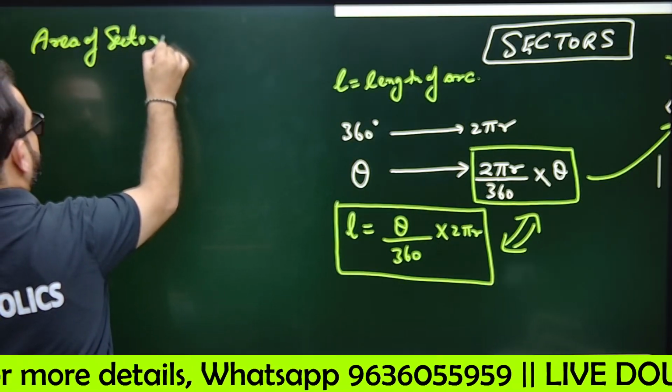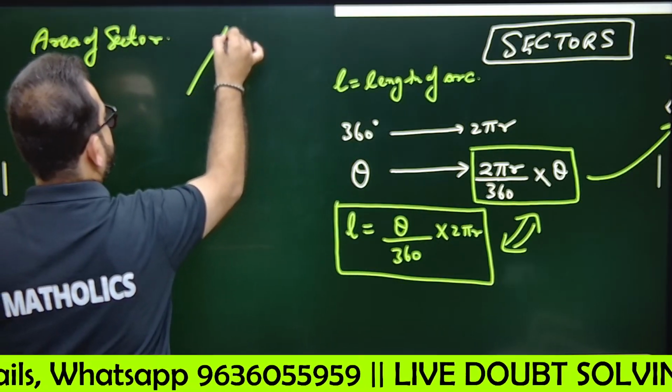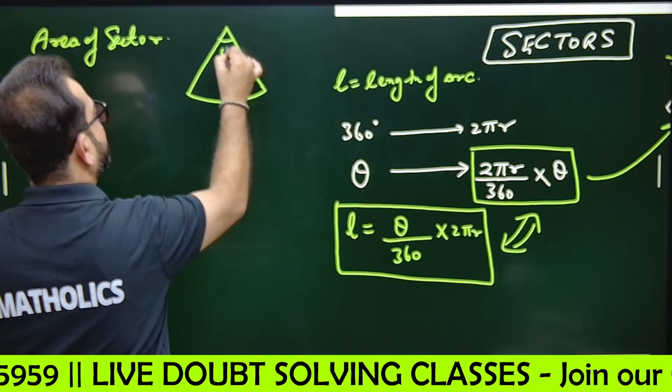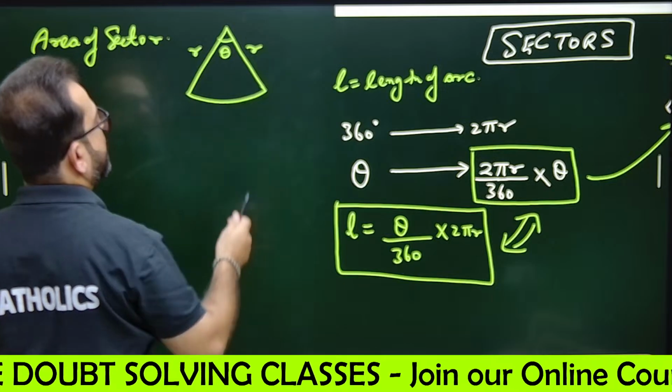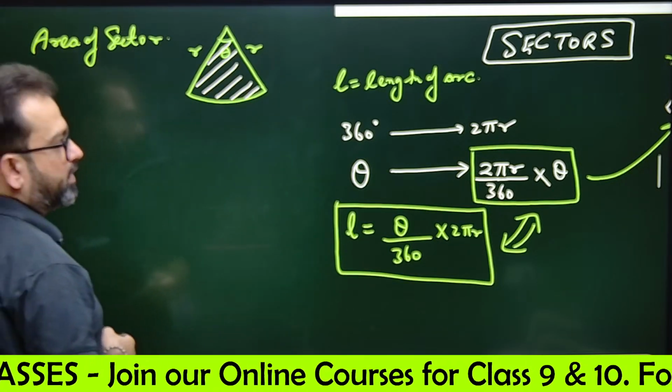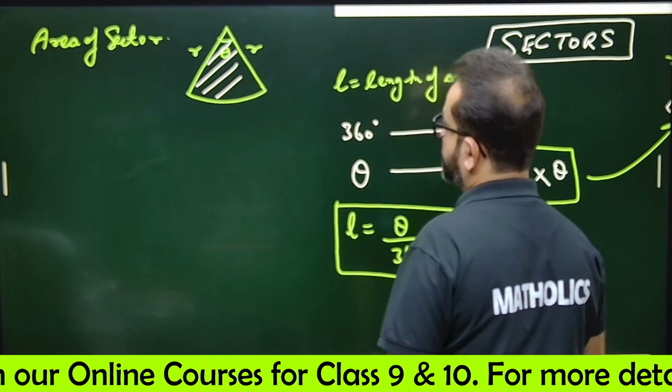See, first draw the diagram. Say this is the sector. This is the included angle theta. This is radius, radius. Now you have to find the area of the sector. This one, this area. How to find out the area?